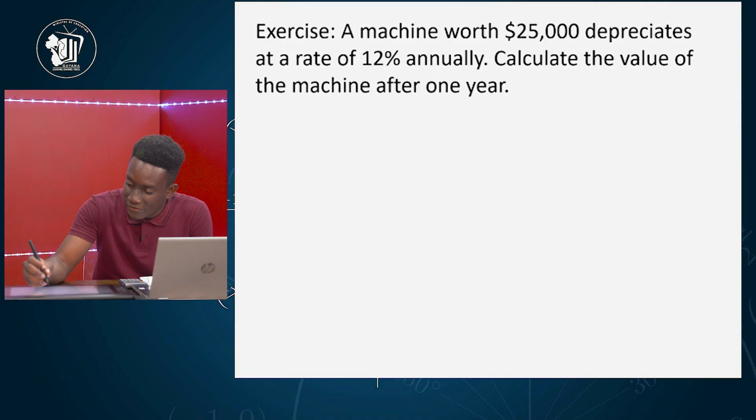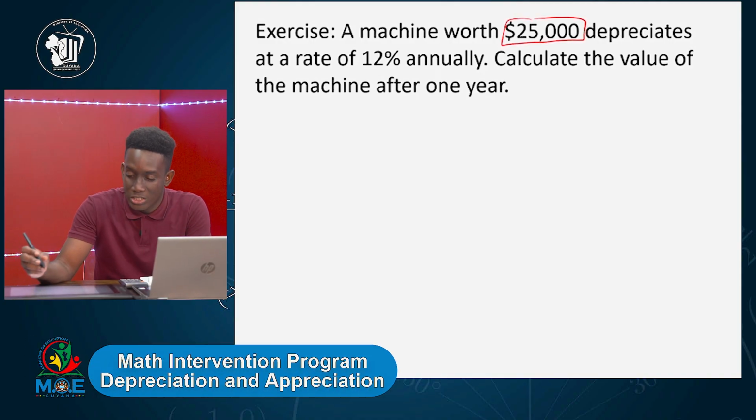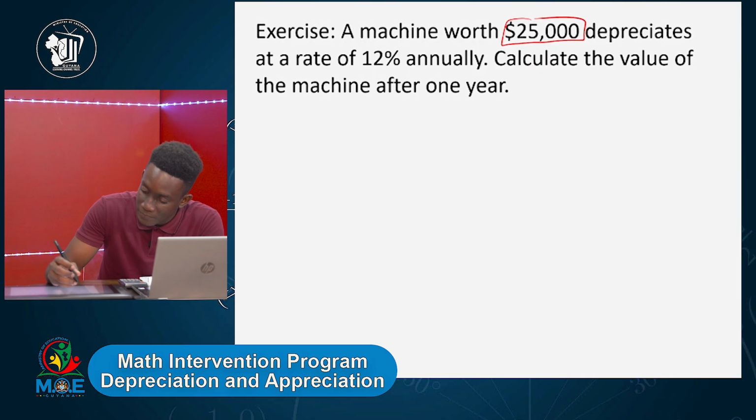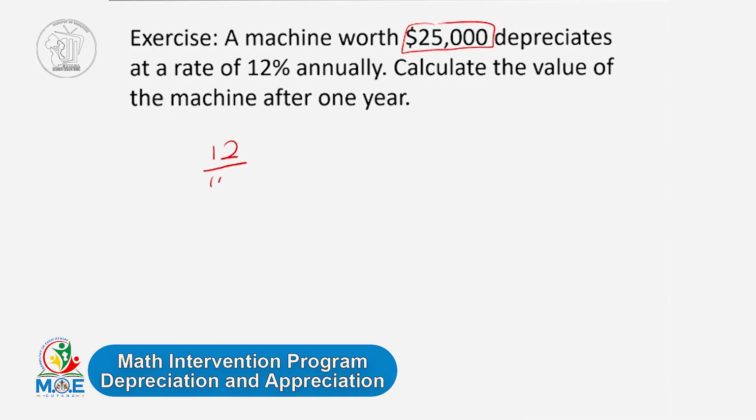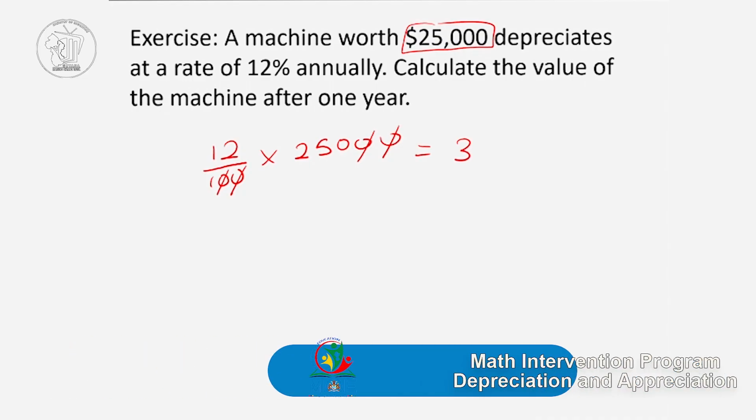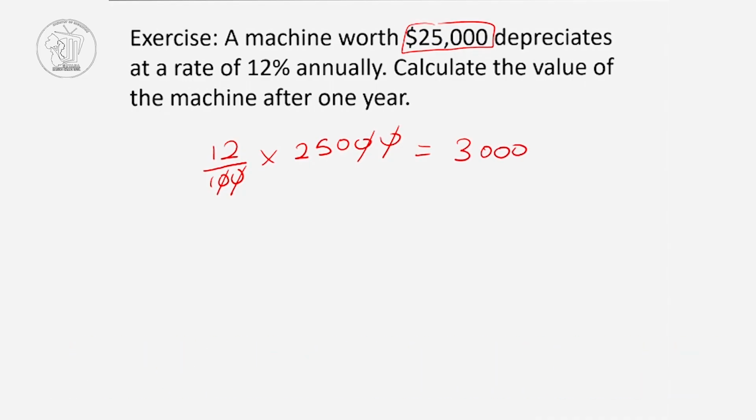So we see that after 1 year, this machine will be worth 12% less than what it was initially worth. So to find that, I will just find 12% of the 25,000. So this 0 cancels with that 0, this 0 cancels with that 0, and 12 times 250 gives me $3,000. So this is the amount of money that has to come off of the machine after the 1 year.